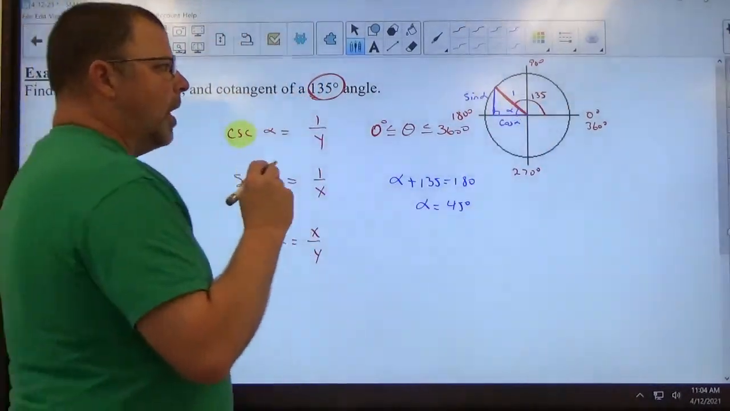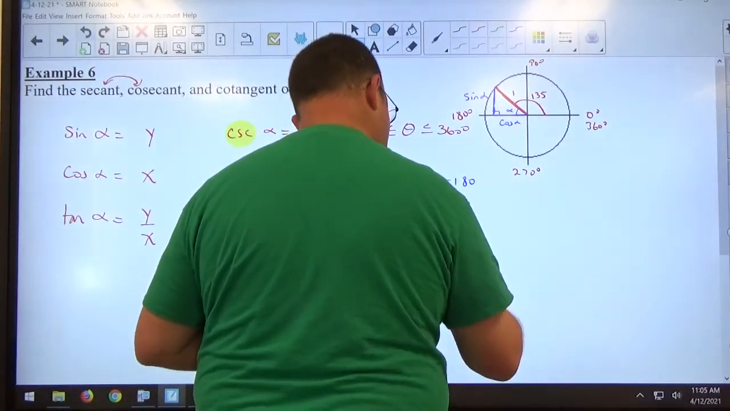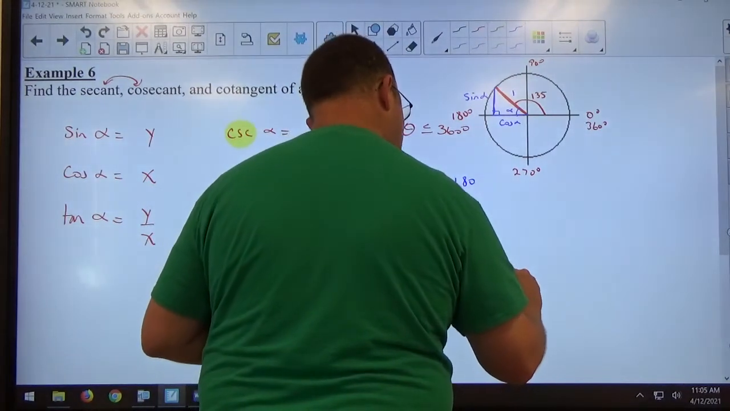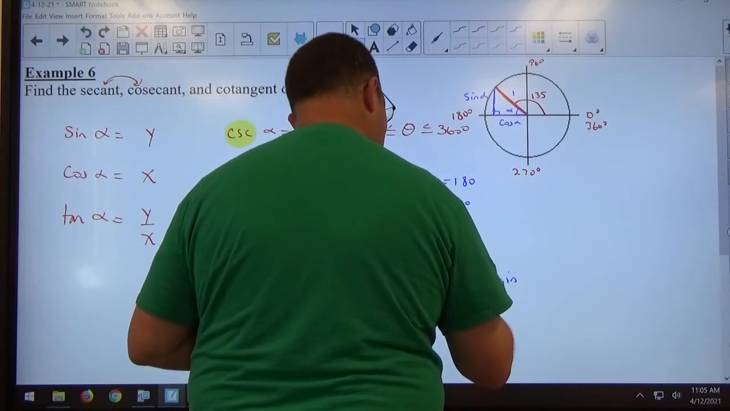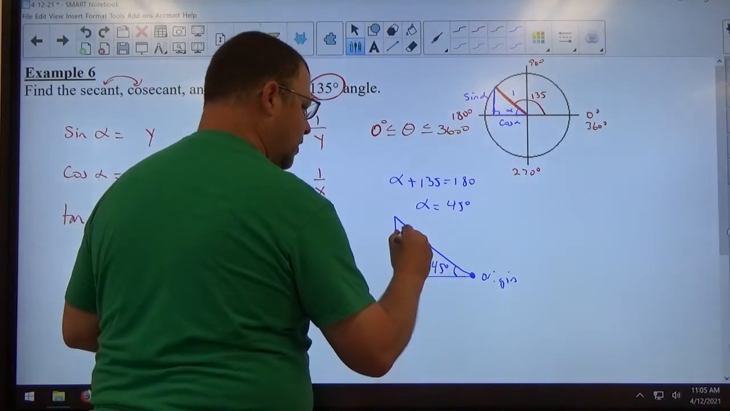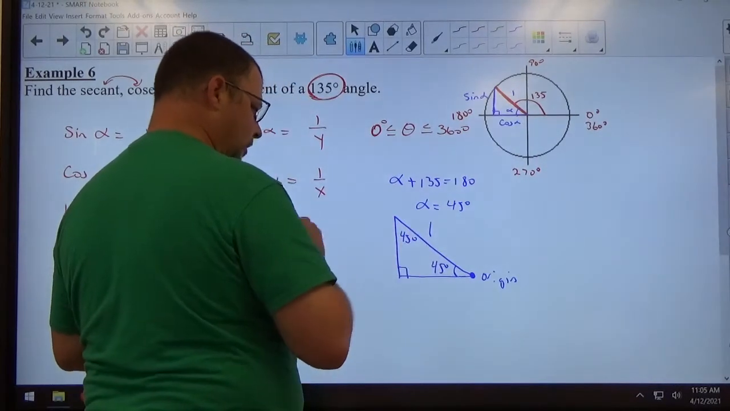All right, so if I'm drawing my reference triangle here, here's my reference triangle. This is the origin right here. This angle right here, my reference angle we've established, is 45 degrees. We've got a right angle here, so this must also be 45 degrees. The hypotenuse is 1. How long are the legs?